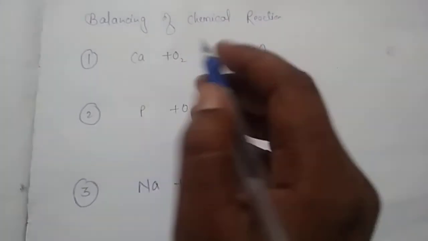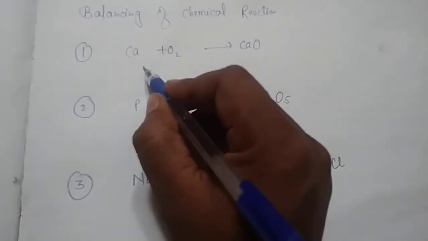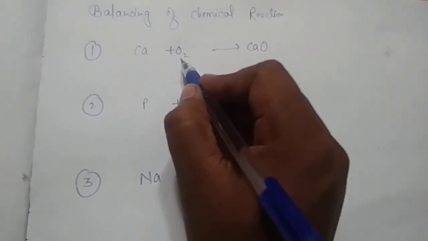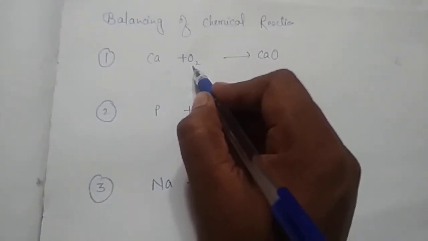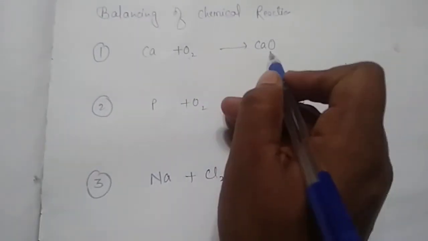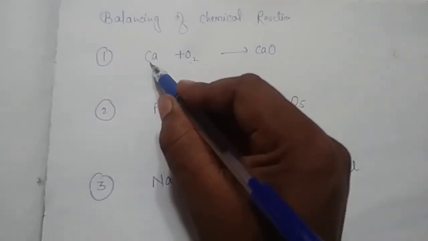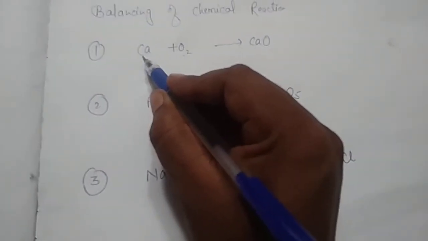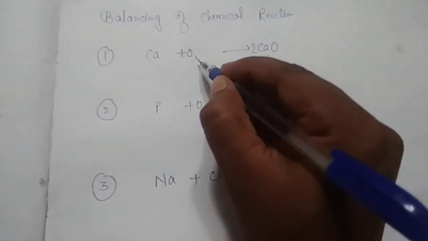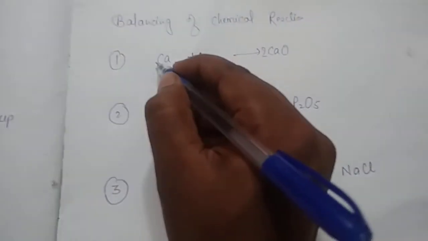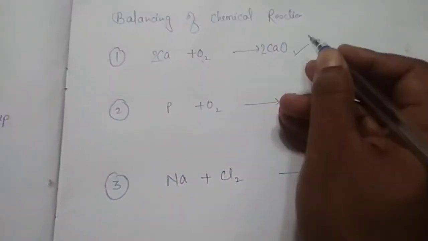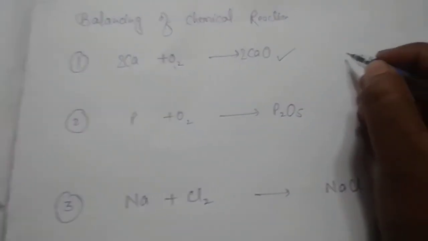Clear, children? So calcium and oxygen. I have already told you we have to balance those atoms first which are maximum in number. 2, 1, 3 oxygen and 1, 1, 2 oxygen. So we have to balance the oxygen first. 2 oxygen, 2 oxygen, 2 calcium, 2 calcium. Clear, children? Our oxygen and calcium both are balanced.